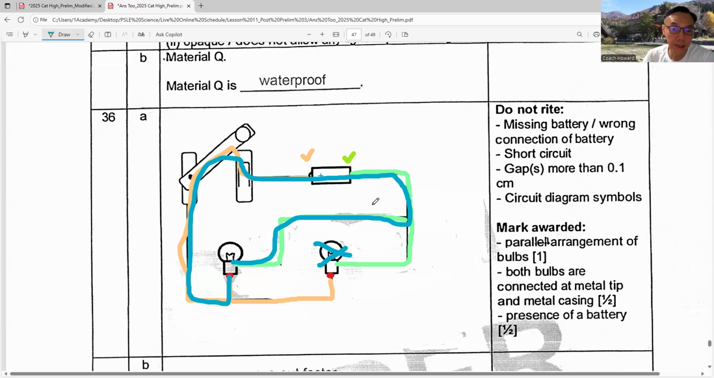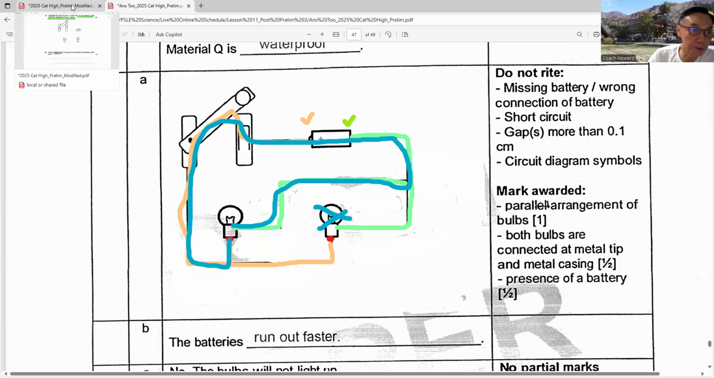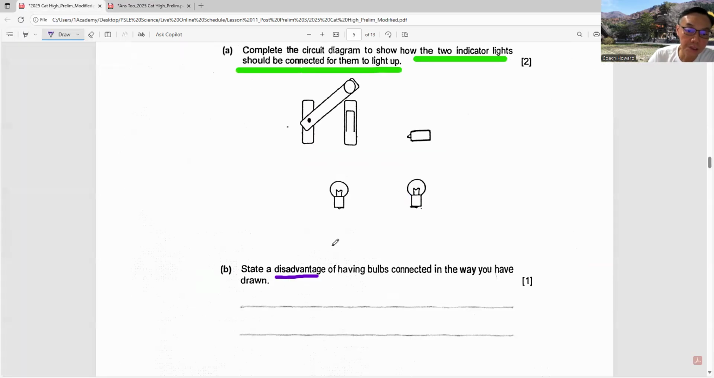So you can also connect the bulb in series in another circuit diagram, which due to time constraint, I will not show here. I'll come back to the question.